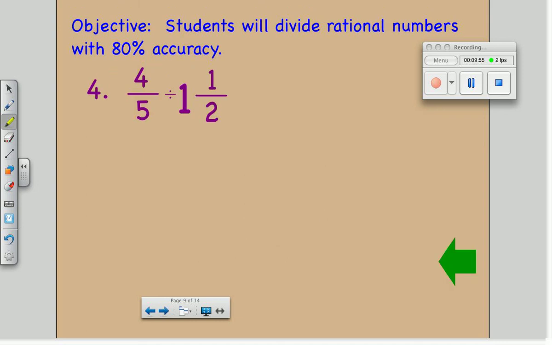Four-fifths divided by 1 and a half. I'm going to rewrite this problem first because I have to change this to an improper fraction. 2 times 1 is 2, plus 1 is 3 over 2. Now I'm going to change it to multiplication. 4/5 times the reciprocal, 2 over 3. I can't cross cancel here or here, so I'm just going to multiply straight across. 2 times 4 is 8, 5 times 3 is 15, and that's your answer, 8/15.